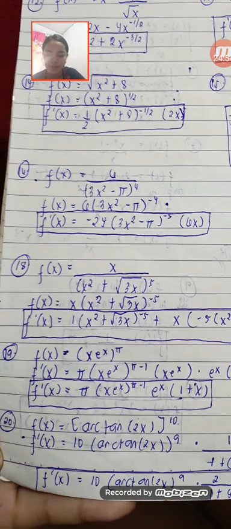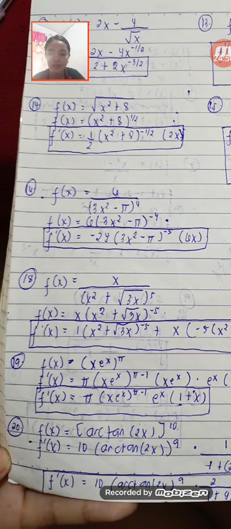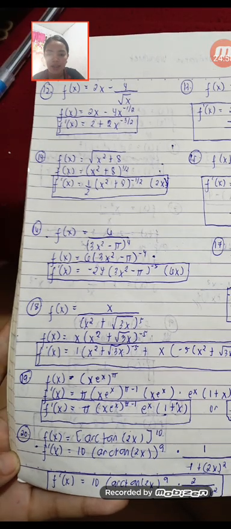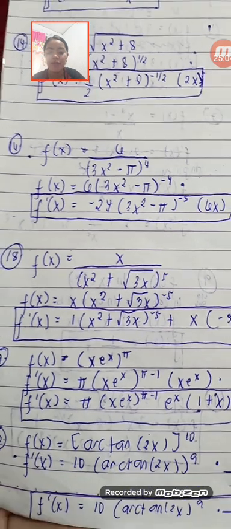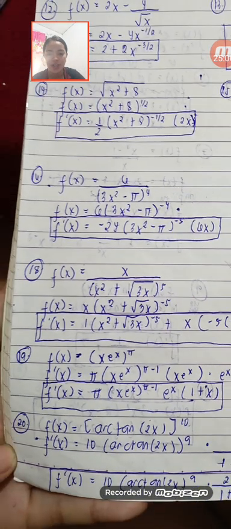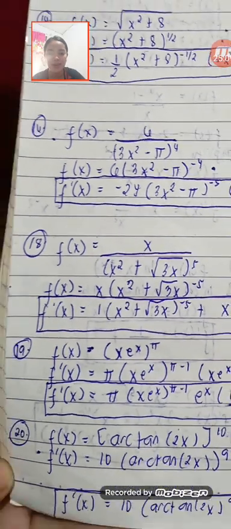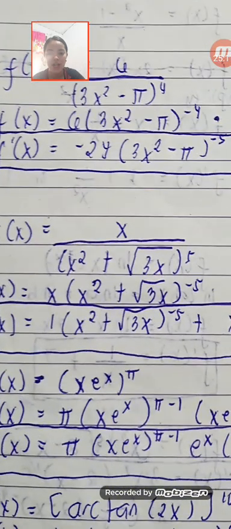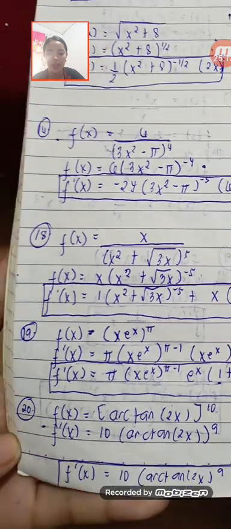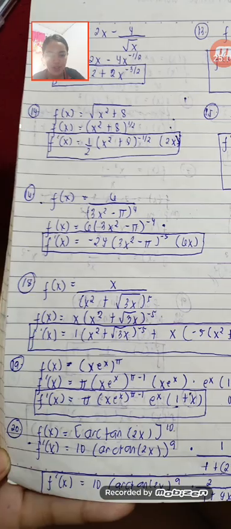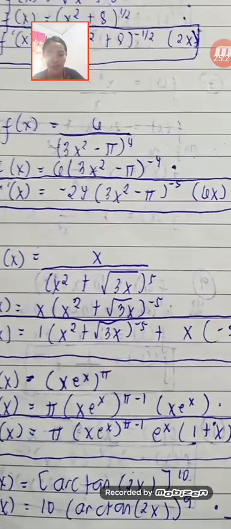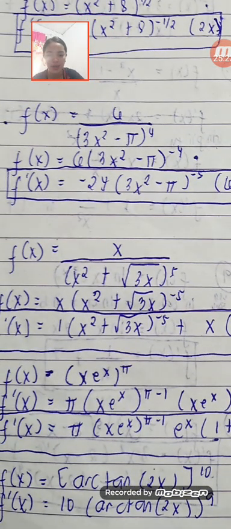For number 18, the same thing as what we did earlier. We just need to simplify this item first before we differentiate this. Since we already simplified these items into this one, our 5 here will become negative 5. We have to use our product rule. So in using our product rule, we come up with this one. The derivative of x is 1.